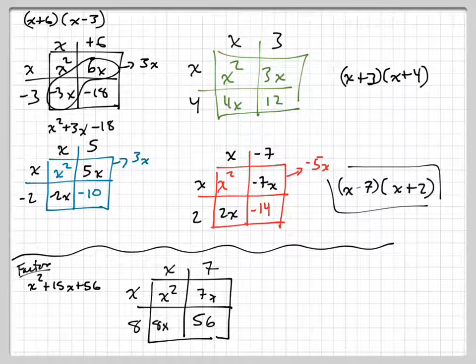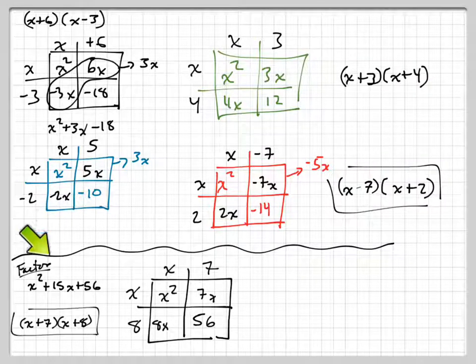But that's not your final answer. You have to write your answer out as two factors. So you write it out like this. We have x plus 7 and x plus 8. That's your answer. You want to factor this? That's your answer. Those two factors. Because if you multiply those back out, you'll get right back to where you started.